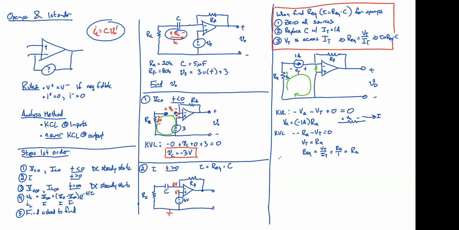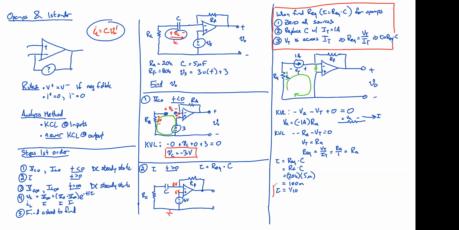Now, with the hard work done, we can say our tau is always equal to REQ times C. So that's equal to our RA times C. RA is equal to 20K times 5 micro, which is equal to 100 milli. Let's see, K times a micro is a milli, so that's 1/10.